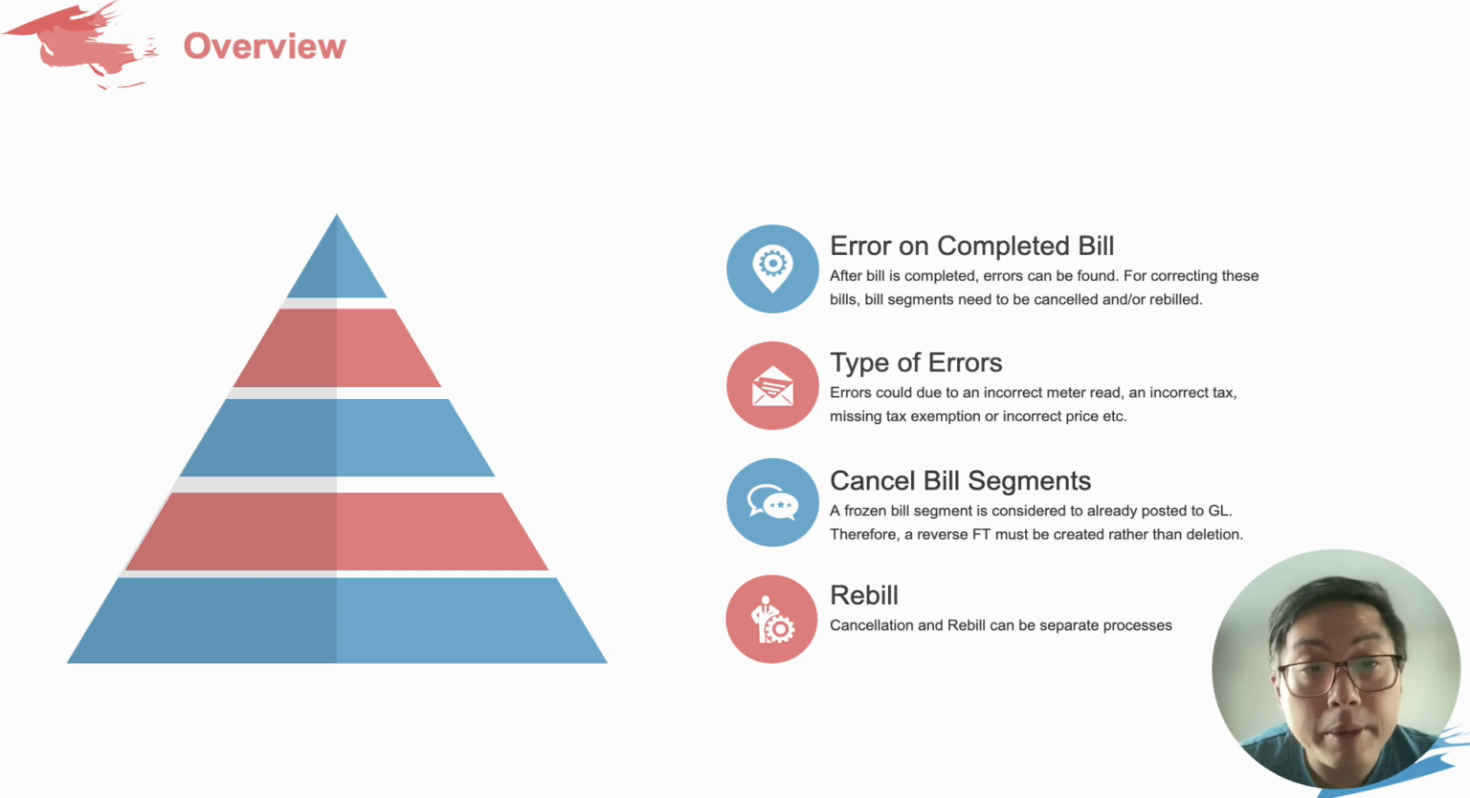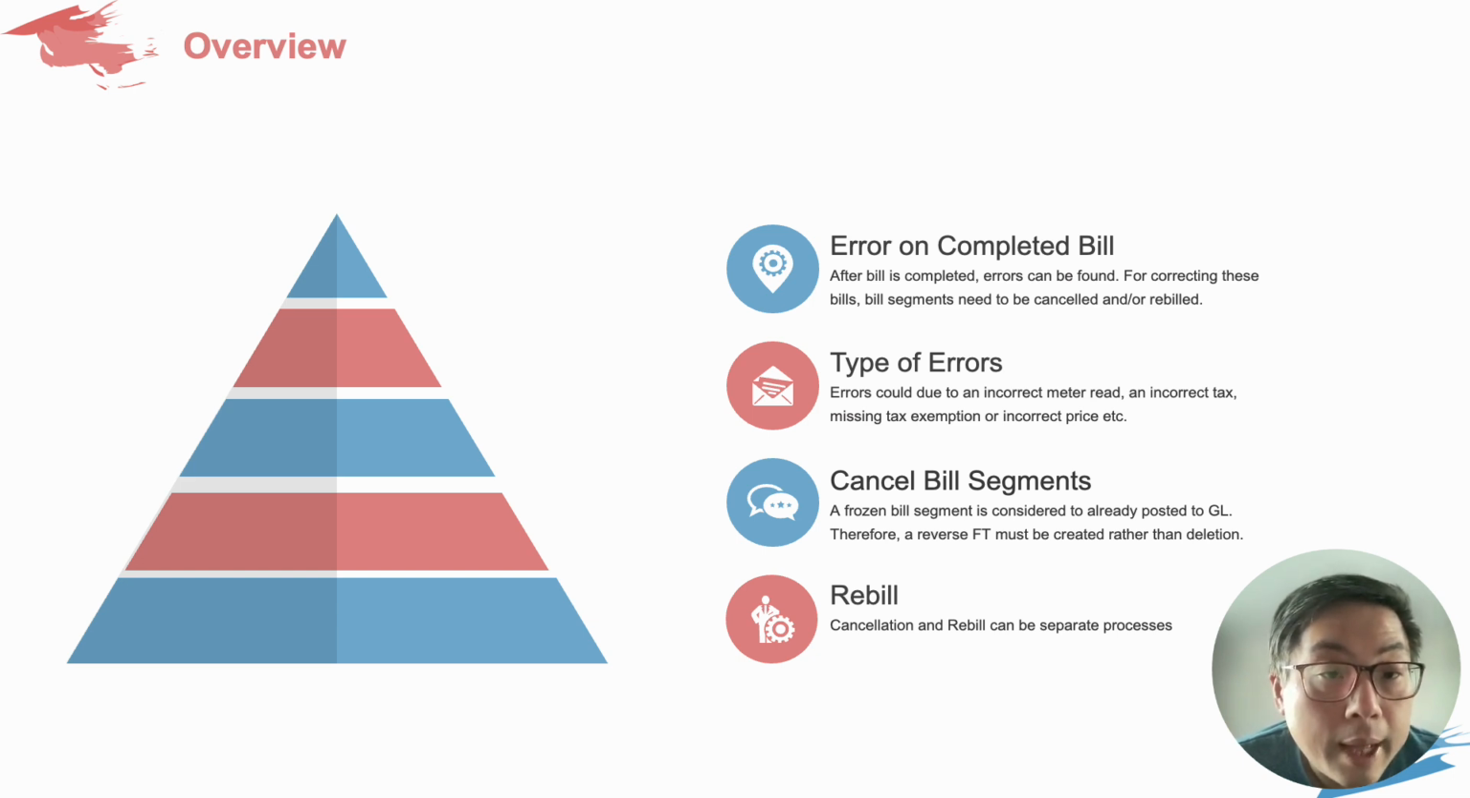If you have a frozen bill segment, it needs to be reversed, which means a new financial transaction will be created against this bill segment, and it is marked as a reverse, with the reverse amount of the current amount, or of the financial amount, to cancel out the original amount.